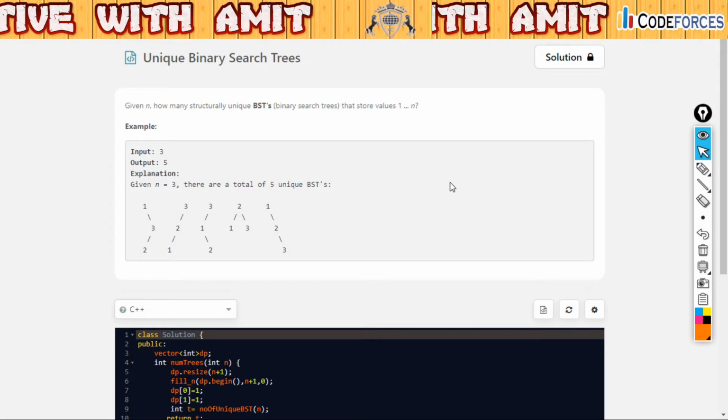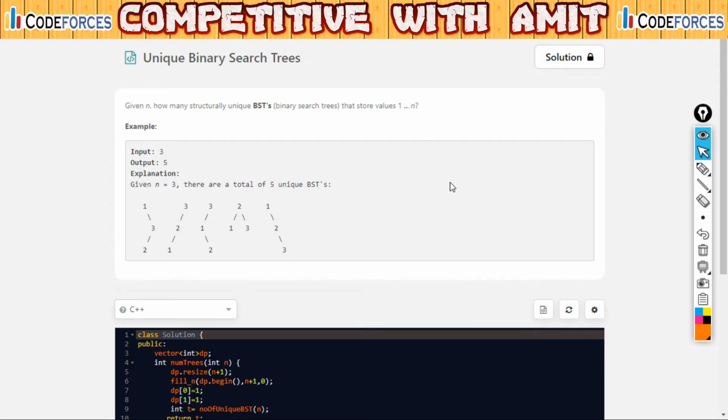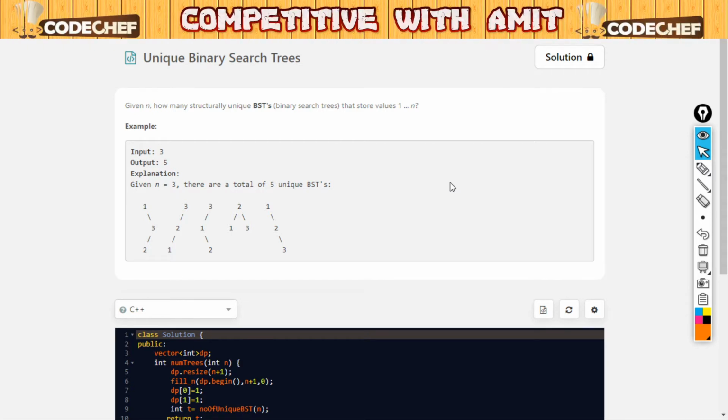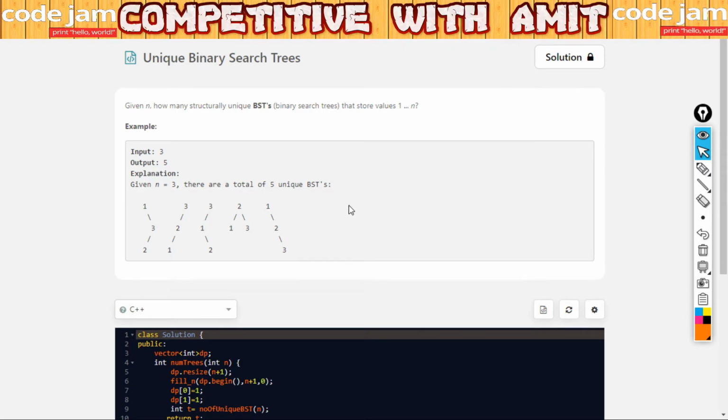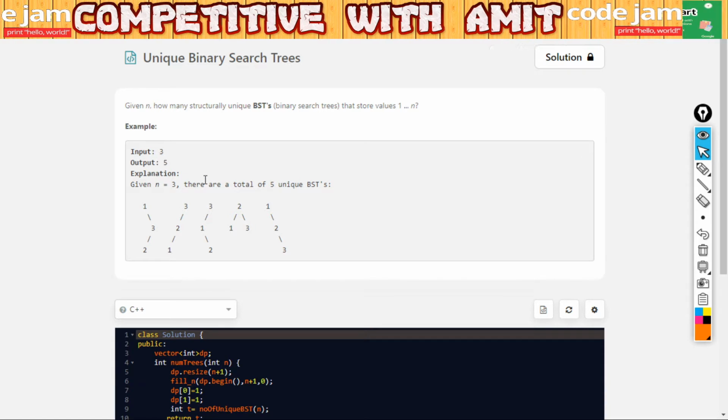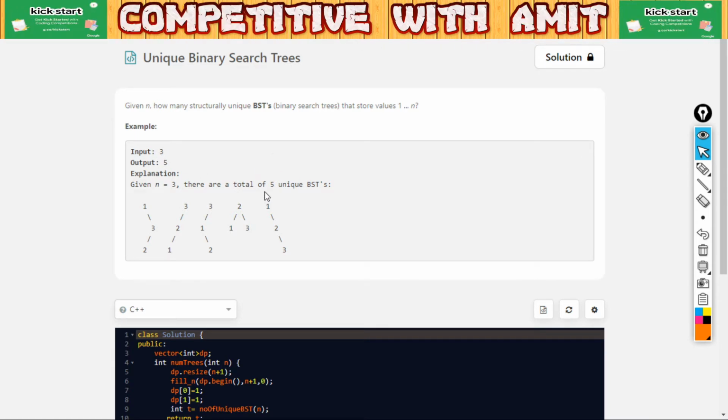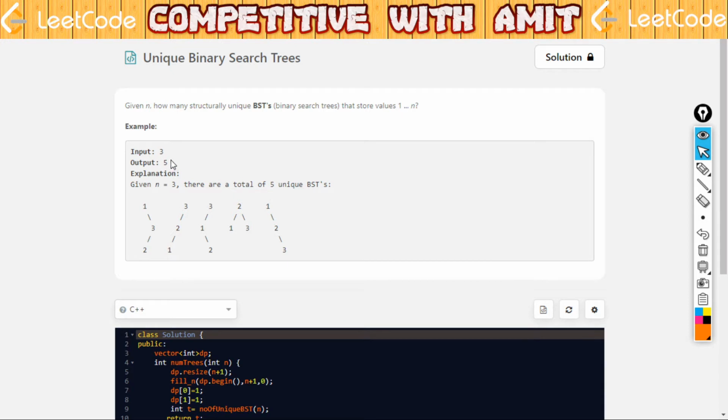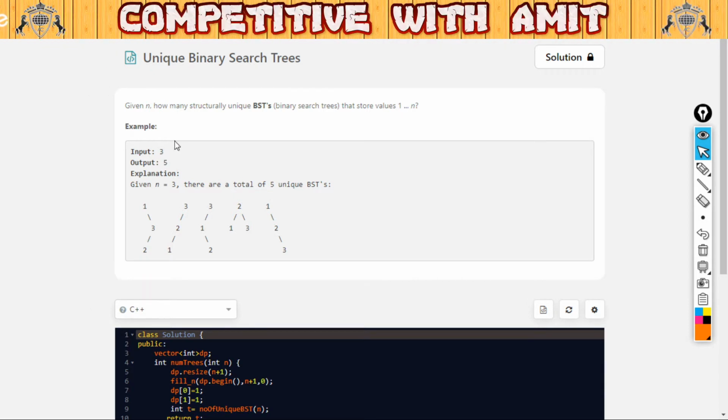Today we will solve the 24th question of the June LeetCode challenge. The question is Unique Binary Search Trees. What we have to do is, we are given a number and we have to identify how many unique binary search trees can exist which have the number of nodes equal to n.